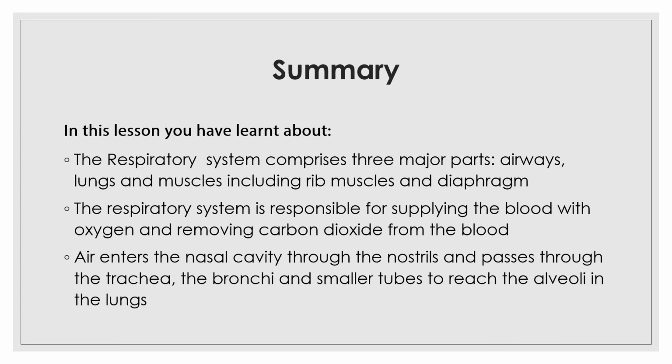Now, let's summarize. In this lesson, you have learned that the respiratory system comprises 3 major parts: the airways, the lungs, and the muscles including rib muscles and diaphragm. The respiratory system is responsible for supplying blood with oxygen and removing carbon dioxide from blood. Air enters the nasal cavity through the nostrils and passes through the trachea, the bronchi, and smaller tubes to reach the alveoli in the lungs.